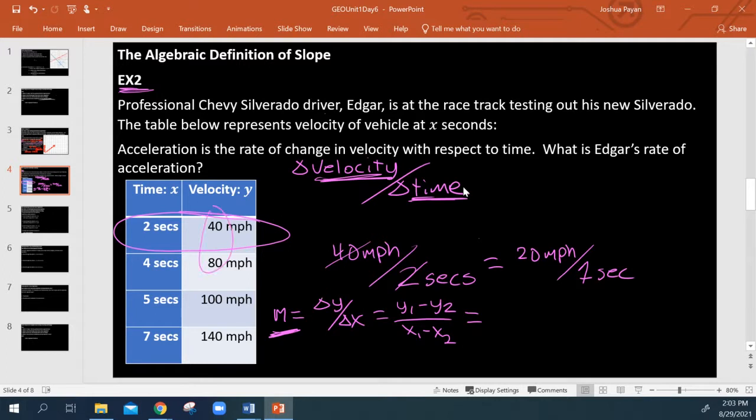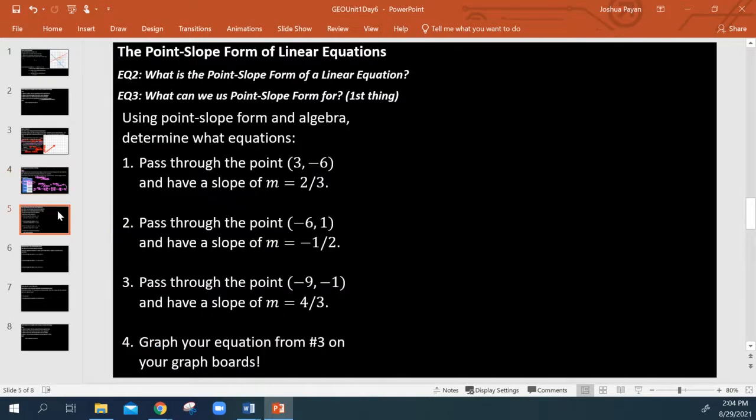So if I do 40 minus 80 over 2 minus 4, well, that's going to be negative 40 over negative 2, which of course gives me the same 20 over 1, which is just 20. And that's the same exact rate that I get just from using common sense. Okay, so this is what rate of change is, or slope. Slope is a rate of change.